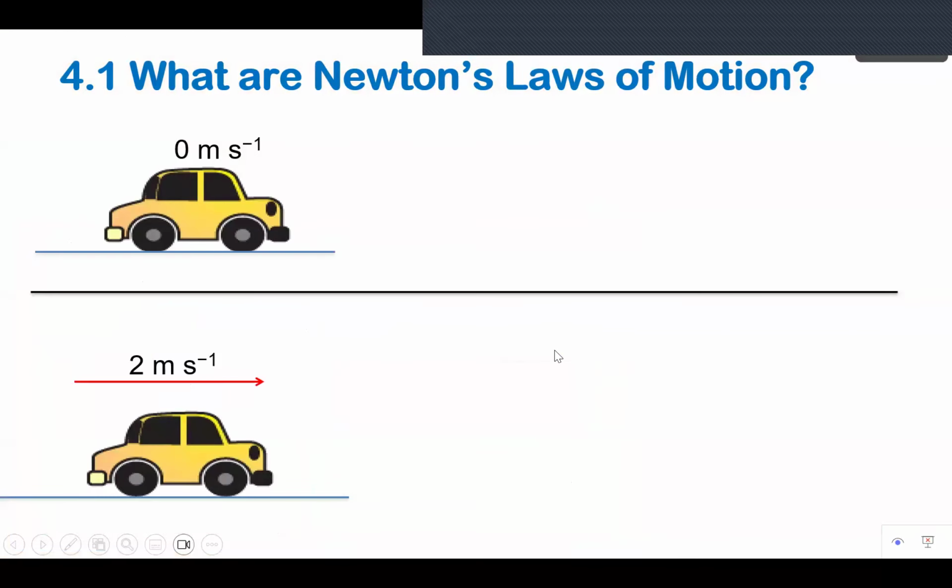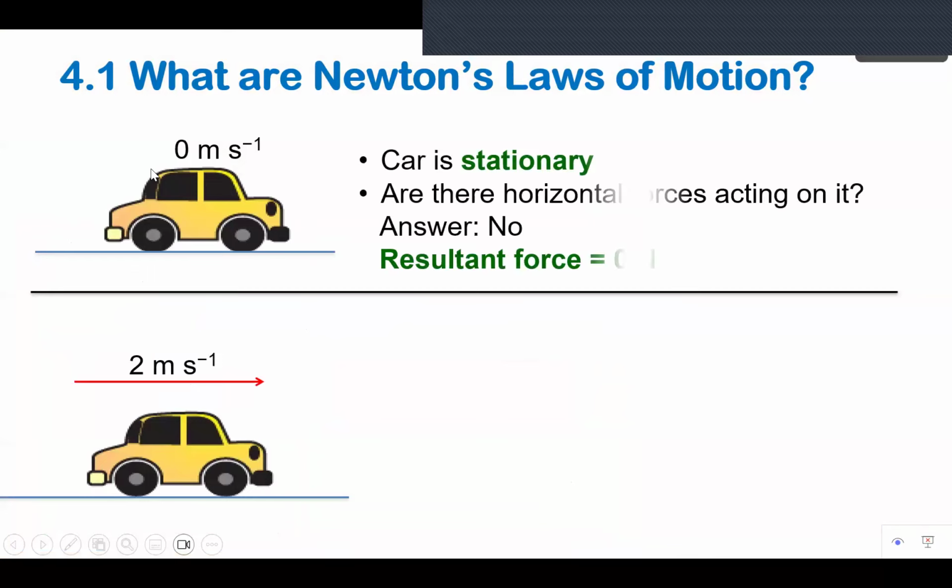So you have a car stationary at rest on the road, moving with 0 meters per second, not moving at all. Is there any force acting on it? No, there is no force acting on it. Maybe there is a weight and a contact force, but there is no horizontal force acting on it. So the resultant horizontal force is 0 Newton.